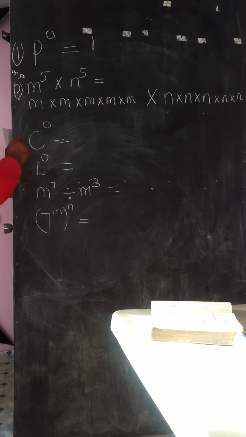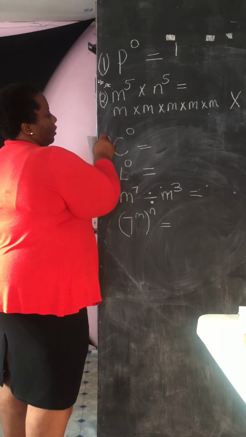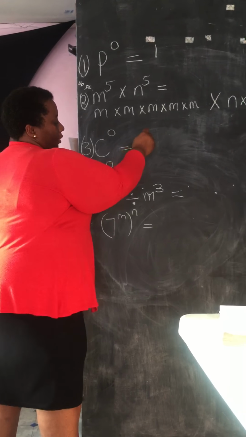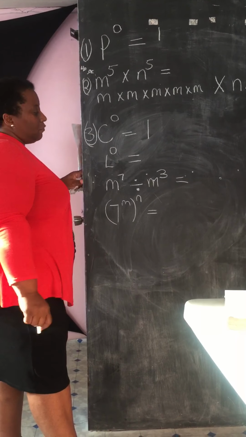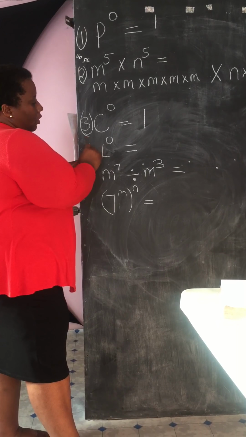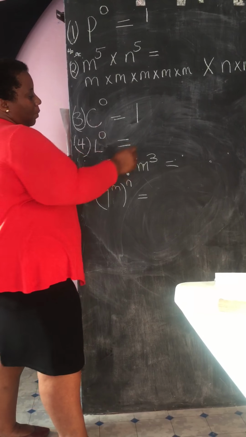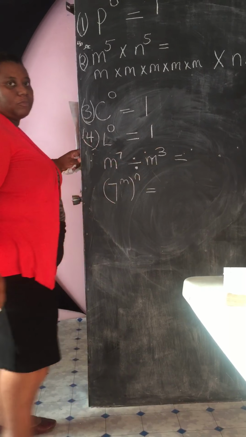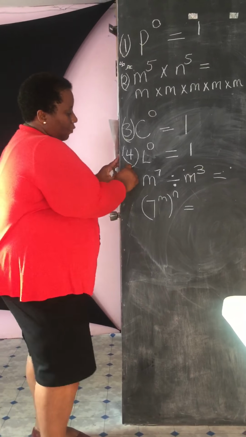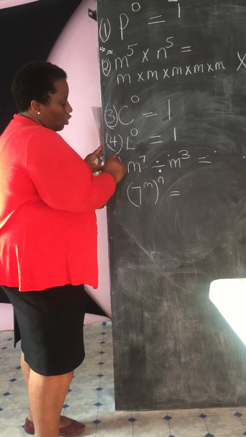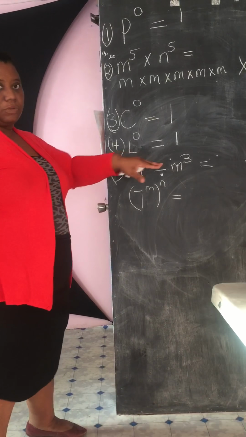Here again, you have number 3, c to the 0 power. The answer is 1. You don't even have to work it out. Number 4, L to the 0 power. Answer is 1 again. Now number 5, we have a different type of question which involves division.